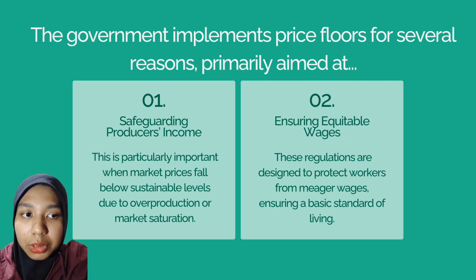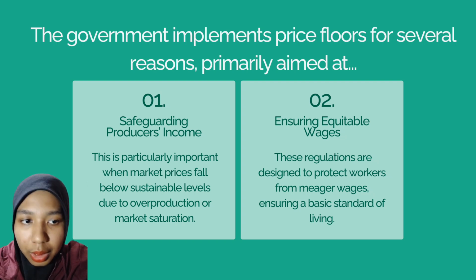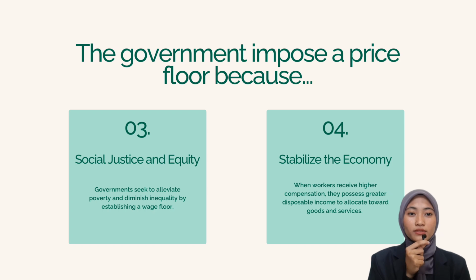Secondly, ensuring equitable wage. In the labor market, a price floor takes the form of minimum wage law. By establishing a minimum wage above the equilibrium wage rate, the government aims to reduce poverty and enhance the quality of life for low-income workers.